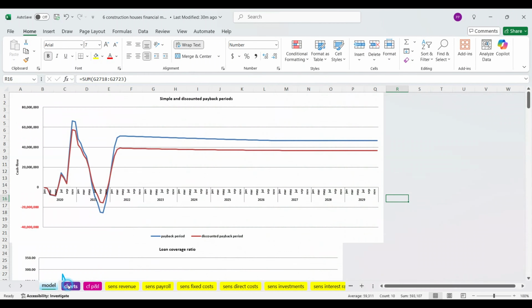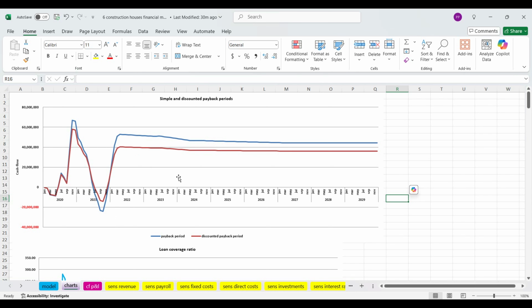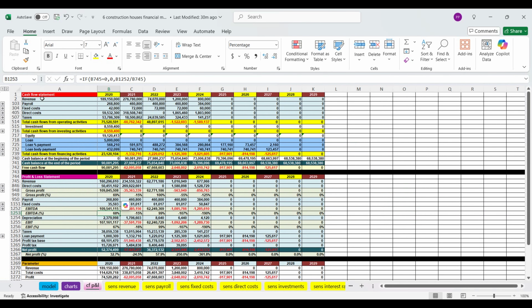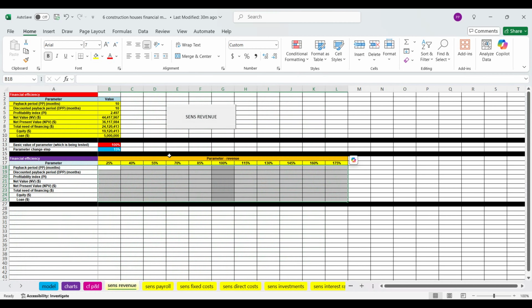And then we can see different charts, simple, discounted payback period, and so on. Here, cash flow statement and P&L statement presented yearly. And then we have several yellow tabs with sensitivity analysis.